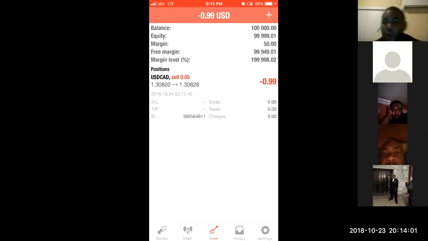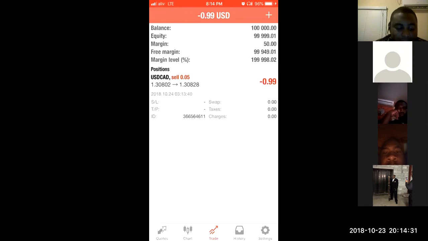All right, so because I'm in a sell, I want the market to go down. So if the market goes lower than my entry point, my entry point is under USD CAD at 1.30802. That's my entry point. And I am in the negative because the market is at 1.30828. It is above where I got into the trade. It's above my entry point.